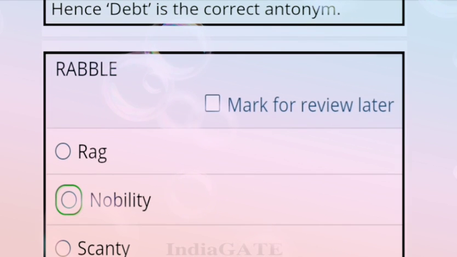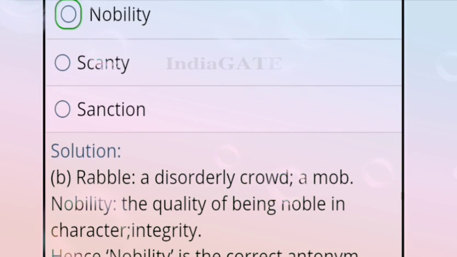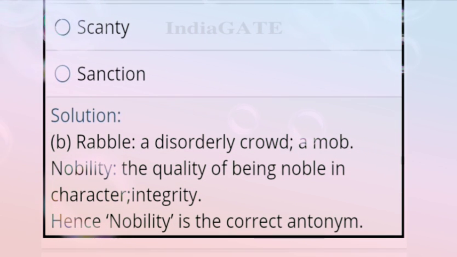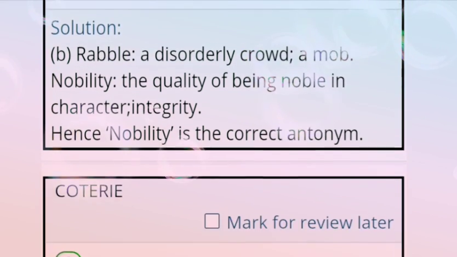Here rebel. So the correct antonym for rebel is nobility. And here rebel represents a disreputable coward or mover, and nobility is the quality of being noble in character and integrity. So nobility is the correct antonym.